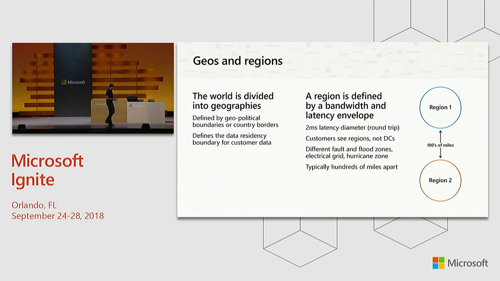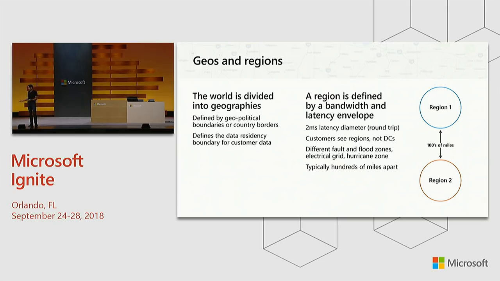So within a geo, where we place data centers, we call those regions. And a region is defined by a latency envelope of roughly 2 milliseconds. So we place the data centers close enough together that we can synchronously replicate data within a region. And then we also go into a region pair architecture with almost all of our regions. There's only one exception right now, and that's South America, the Brazilian data center region, which is not paired with South Central US.